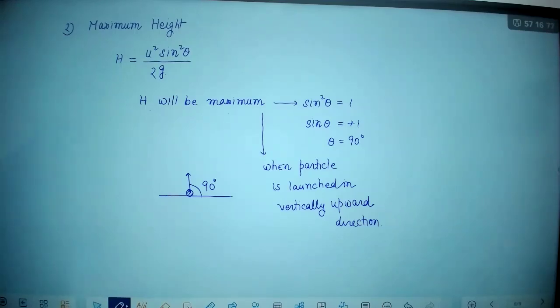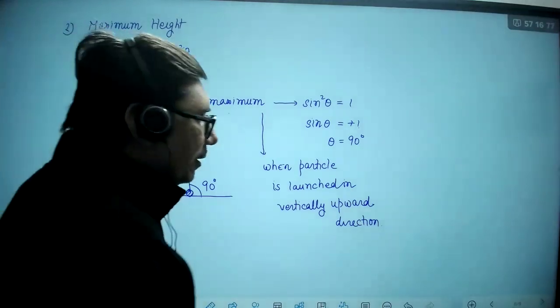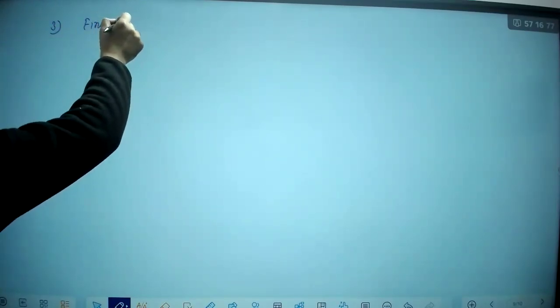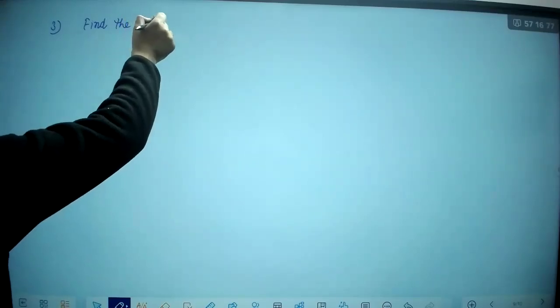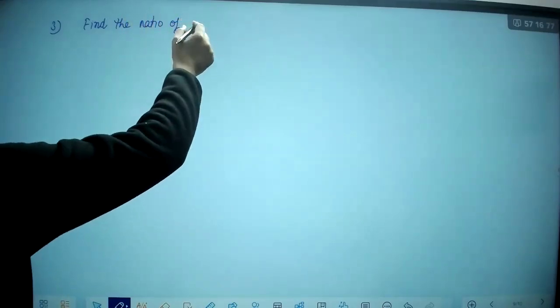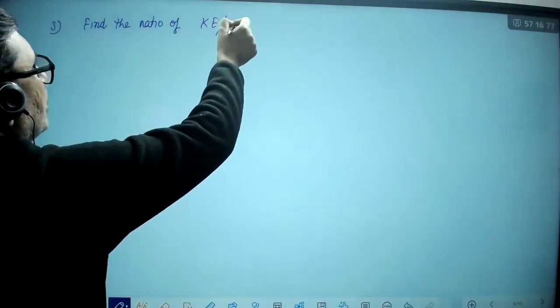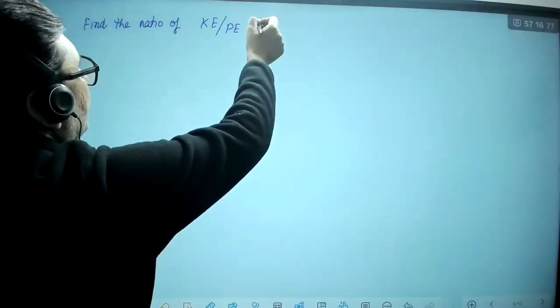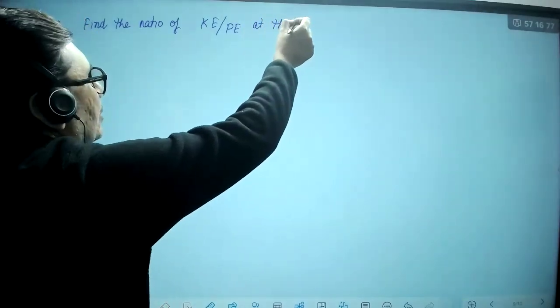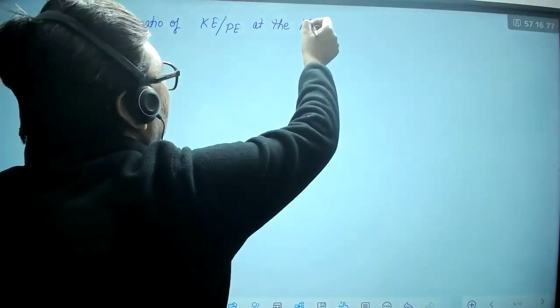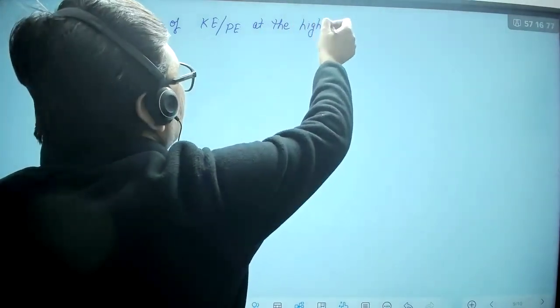Next, third, at the highest point, you have to find the ratio of kinetic energy to potential energy at the highest point. Previous slide, just one second. At the highest point, I am just showing you the highest point.